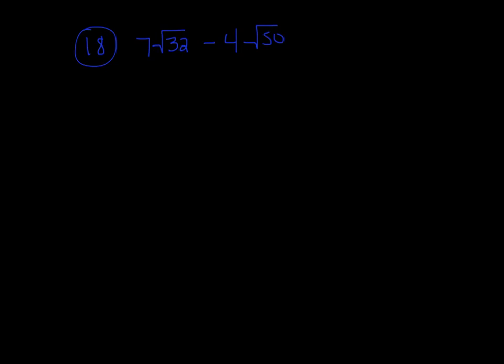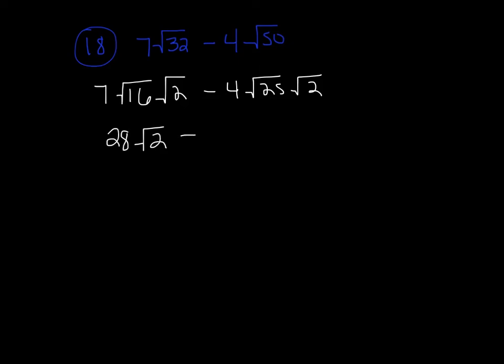Last problem, very similar to 17. I'm going to simplify both the square root of 32 and the square root of 50. Square root of 32 can be rewritten as square root of 16 times 2. And square root of 50 can be rewritten as square root of 25 times 2. Square root of 16 is 4 times 7 is 28, so 28 root 2. Square root of 25 is 5 times 4 is 20, so 20 root 2. I have the same radicands. Now I can add my numbers in front, and I get 8 square root of 2.